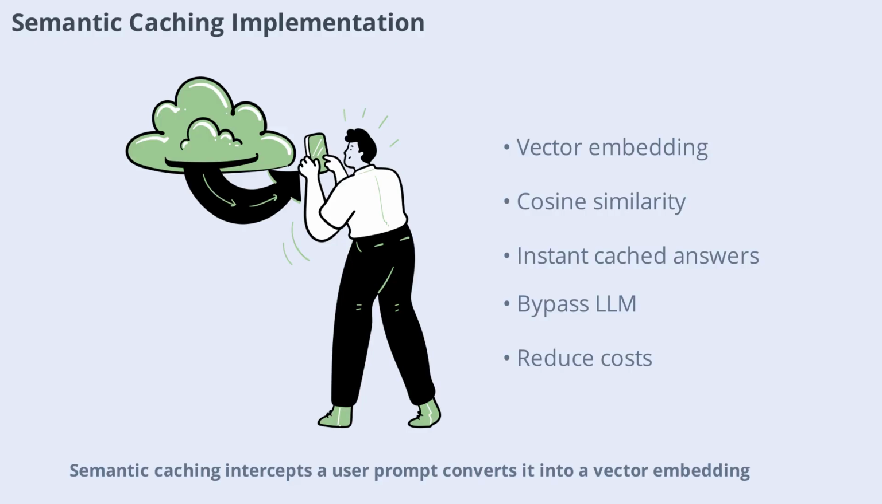Semantic caching intercepts a user prompt, converts it into a vector embedding, and checks a vector database for highly similar prompts. If a match is found, the cached answer is returned instantly, bypassing the LLM entirely. This approach uses tools like Redis or Pinecone and relies on cosine similarity greater than or equal to 0.95 to identify matches. Semantic caching dramatically speeds up responses and reduces computational costs.